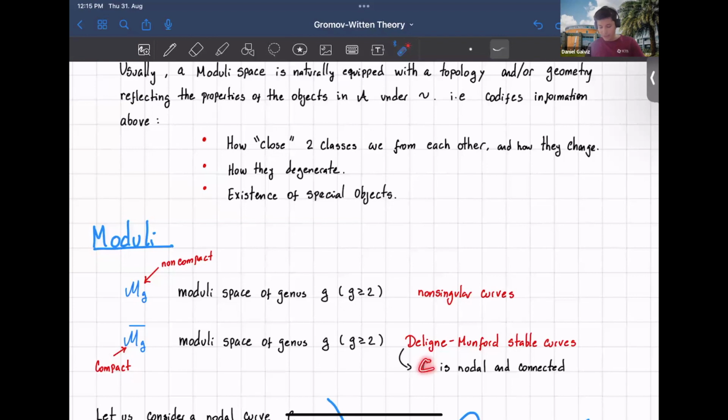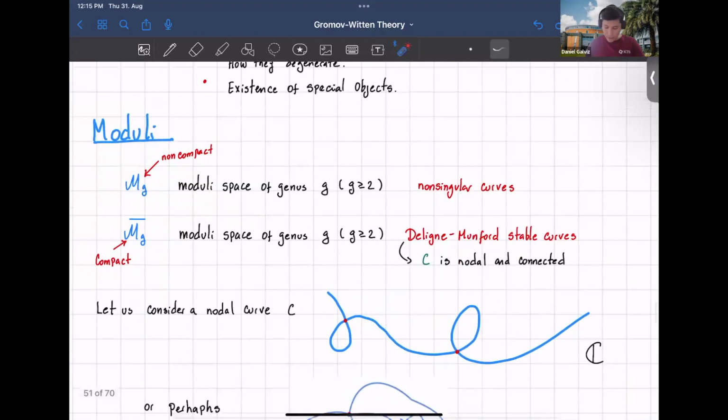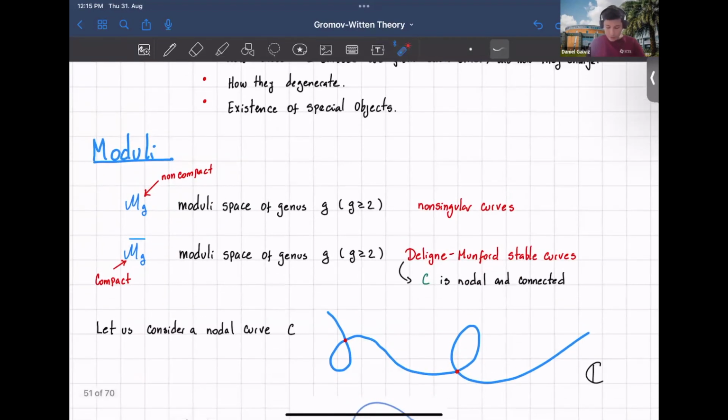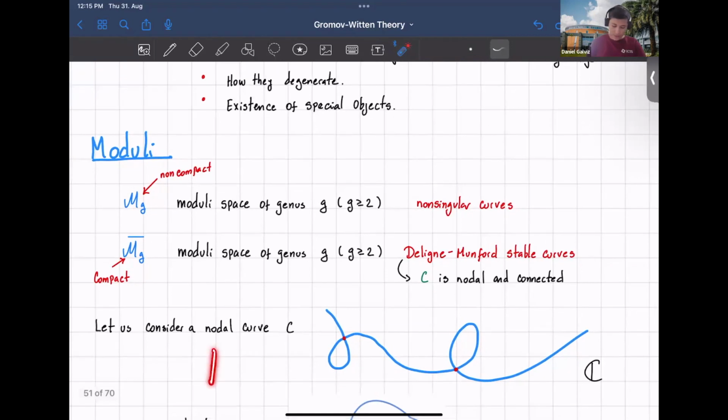And then C is nodal and connected. Remember that since it's complex dimension 1, we just describe it as a line. So let us consider nodal. Nodal will be these points. You will have these singularities, and you have this cross. So this is a node, and the node will also count the same. It will be denoted as a special point. So you will have two different types of special points. One is the node, and one is the marked point.